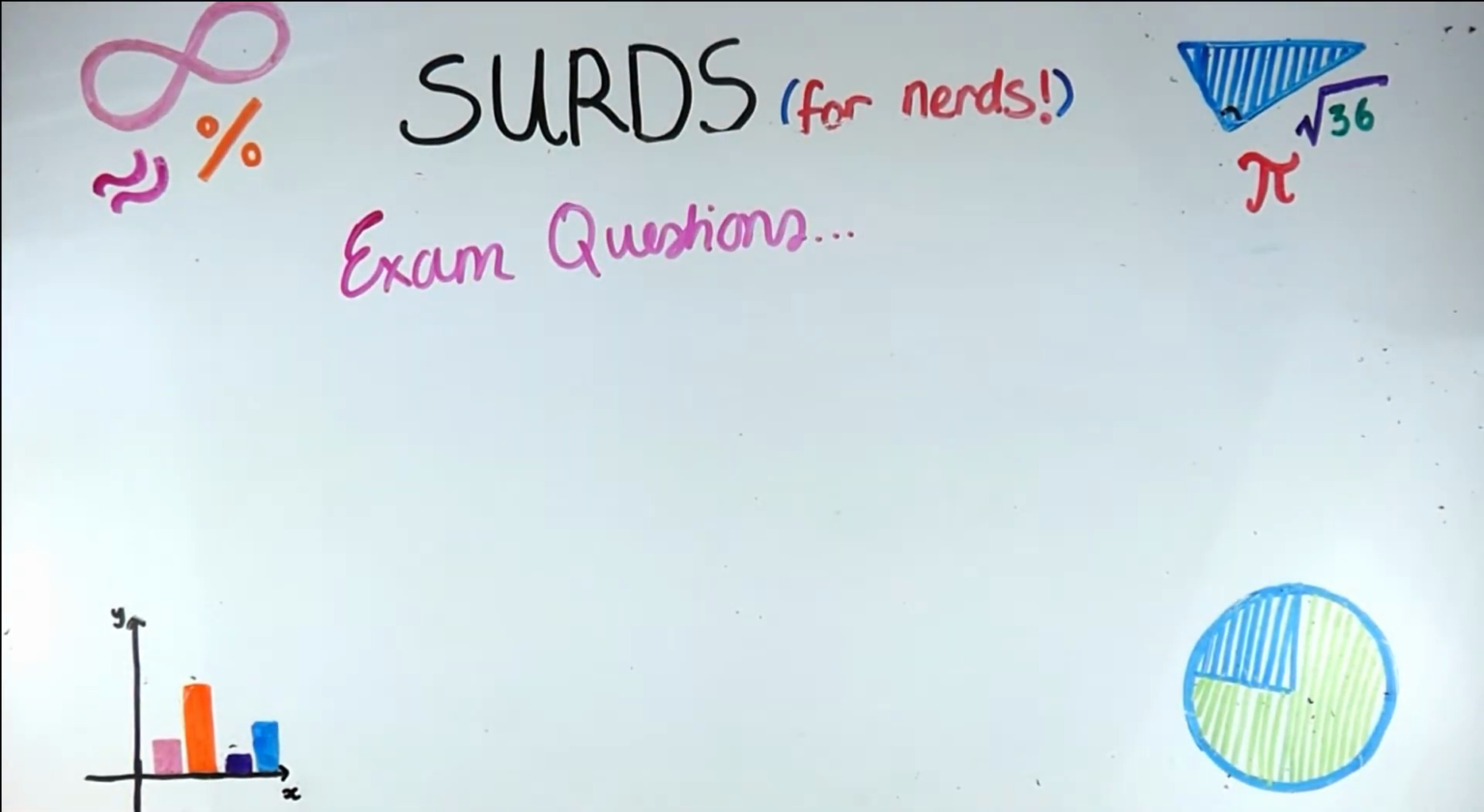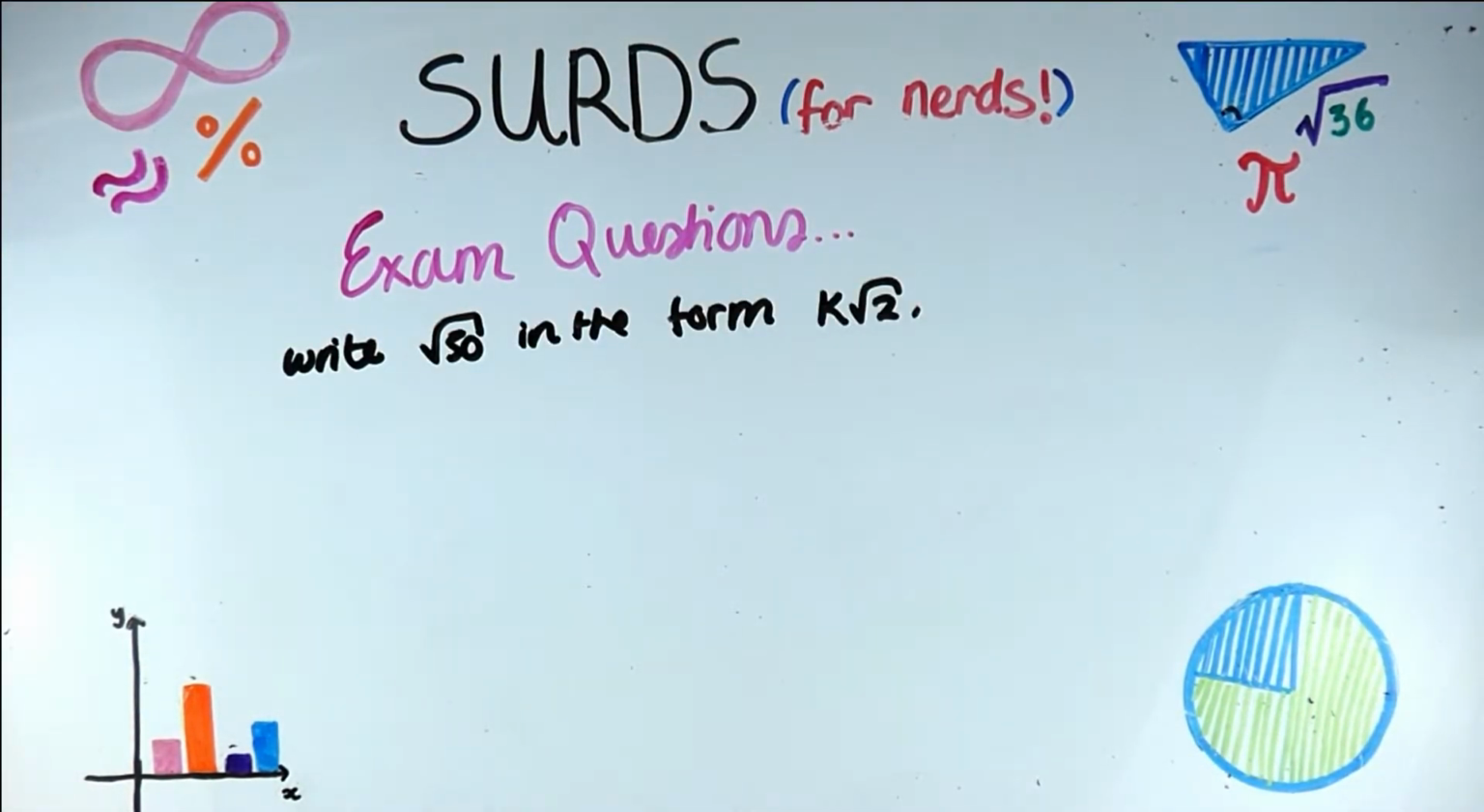So I think the best thing to do with practicing these is just go straight on to exam questions and just practice. Write root 50 in the form k root 2.